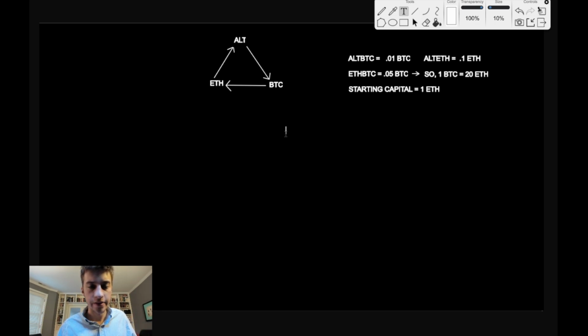Well, to give a little hint, for our first step, we really have 2 options. We can either buy Bitcoin immediately at the ETH BTC rate, and if we bought this much Bitcoin with 1 Ethereum, then we would get 0.05 Bitcoin. Or we have the choice of buying 10 ALT. We would be able to do that because 1 ALT is equal to 0.1 Ethereum, so 1 Ethereum would be equal to 10 ALT.